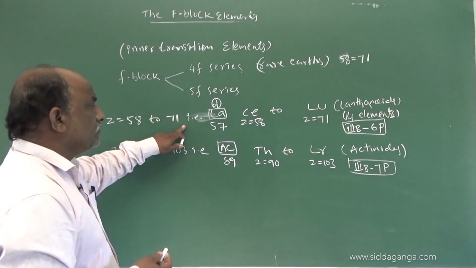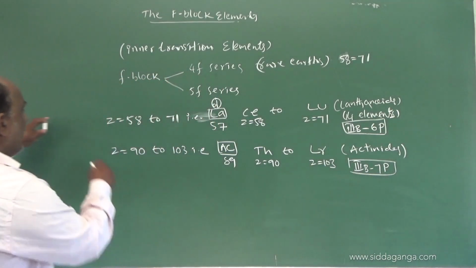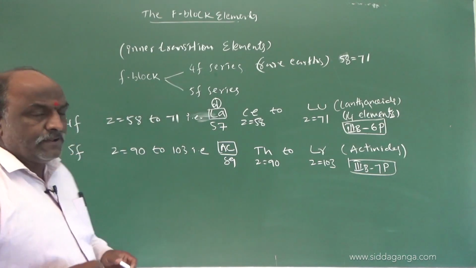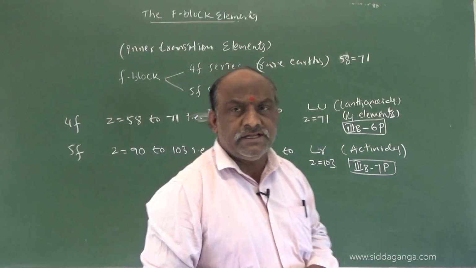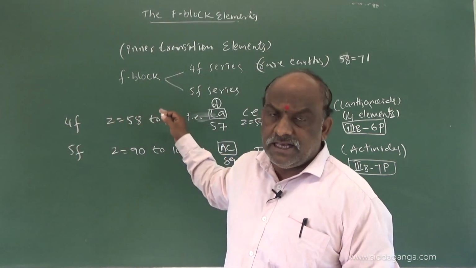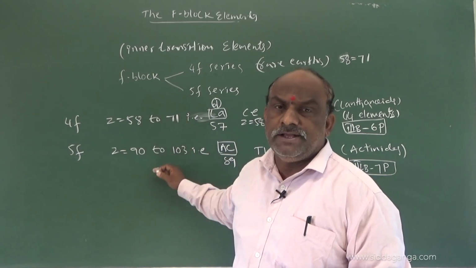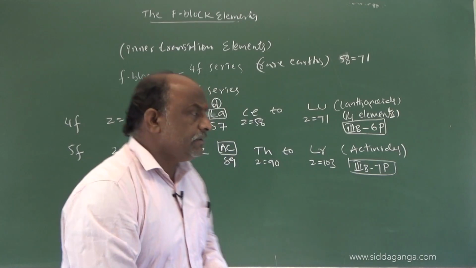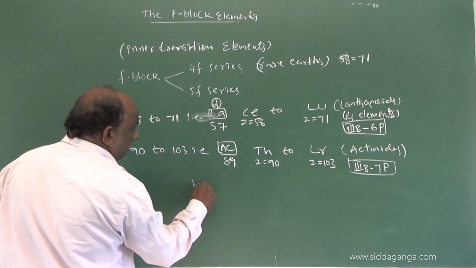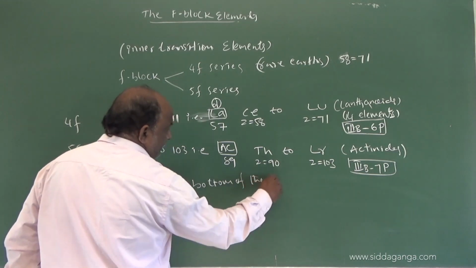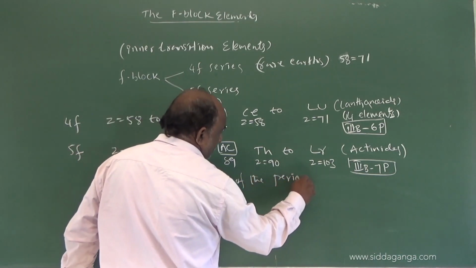Lanthanides belong to the 4f series, actinides belong to the 5f series. These elements are placed at the bottom of the periodic table. What will be the position of these elements? Bottom of the periodic table.